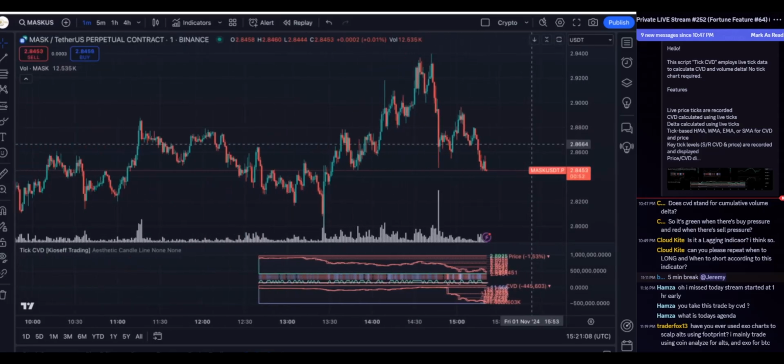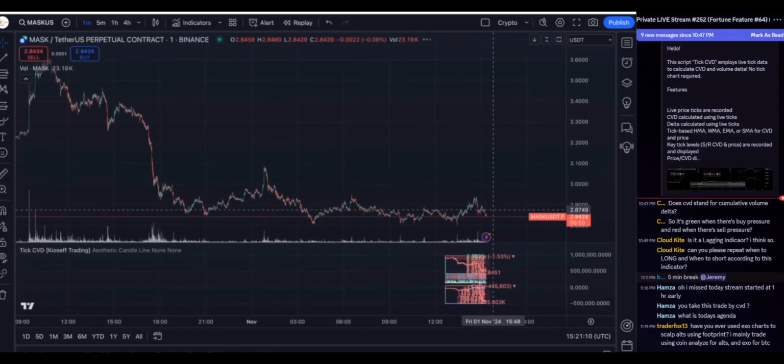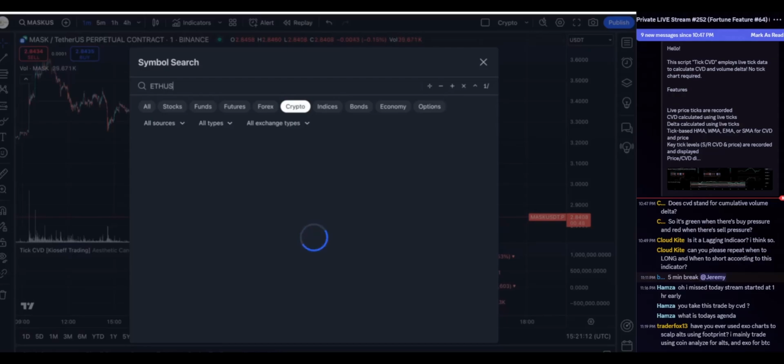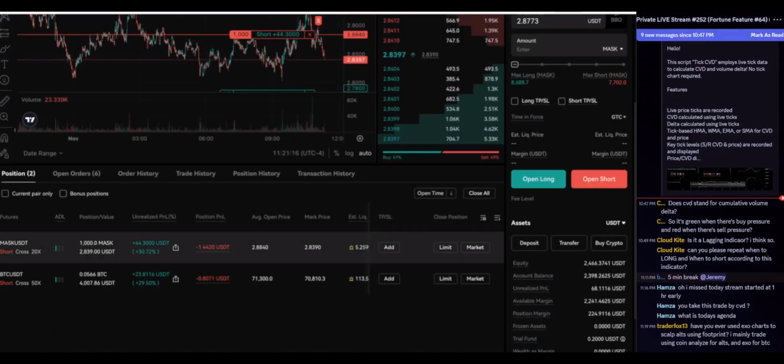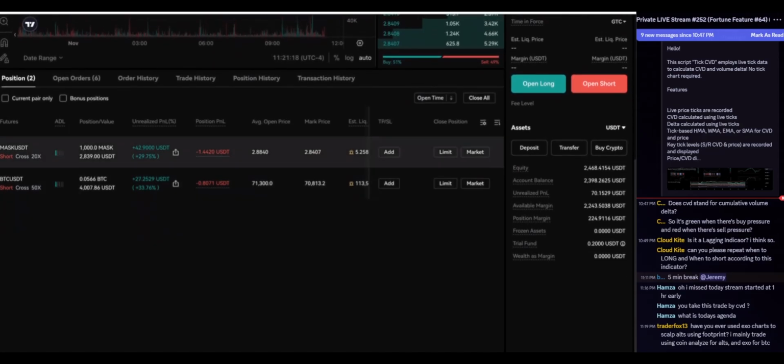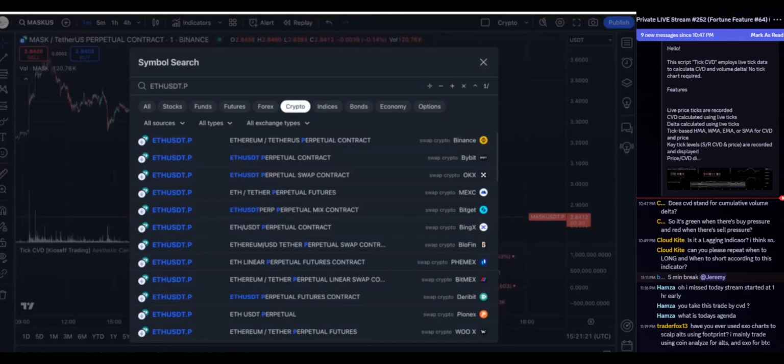Ethereum to be below 2,600. How fast can we hit the take profit on Mask USDT? It was a good short, wasn't it? So far. I don't want to get too happy in this short, but it's been making us money, so that's good. All right, let me just exit out of that so I don't make a mistake and make a bad trade.